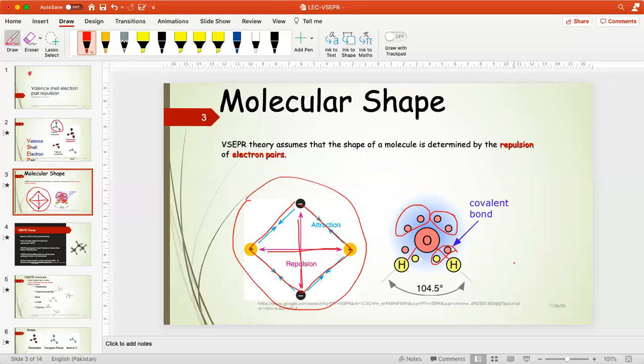So then why are there four attachments, but the shape is a bent shape and the angle is also different? This is only due to the impact of these two bulky lone pairs. Okay. Next, I move to the next slide.